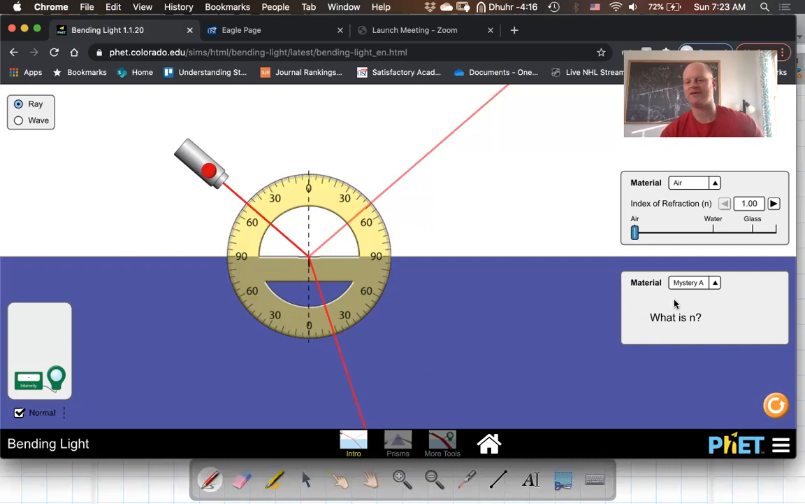Now, we don't know what this material's index of refraction is, so we can't use discrepancies in this case. We just have to quote what it is and then move on from there.